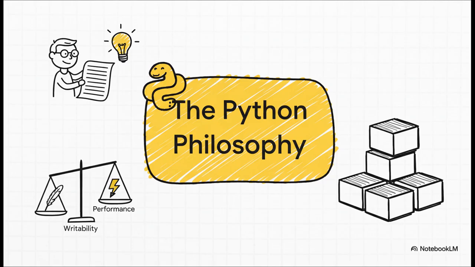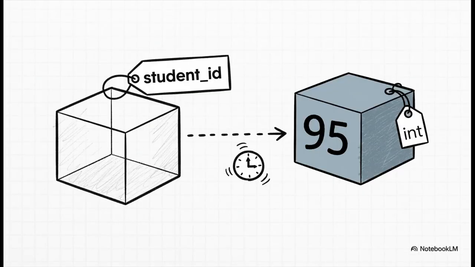The designers intentionally chose to prioritize flexibility and what we call writability over raw maximum performance. That's a huge architectural decision. And you can see this choice right here. Look how we create the student ID variable. We just give it a name and a value. Notice what's missing. We didn't have to say int student ID. Why not? Because in Python, the type isn't bound to the name. It's bound to the value. The number 95 is an integer, period. The name student ID is just a label we're currently pointing at it.